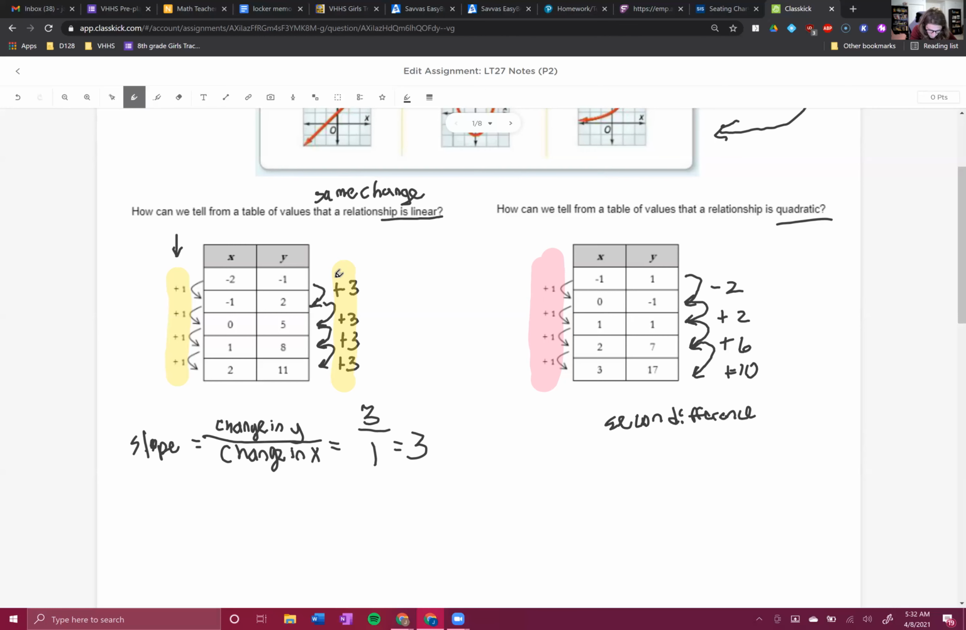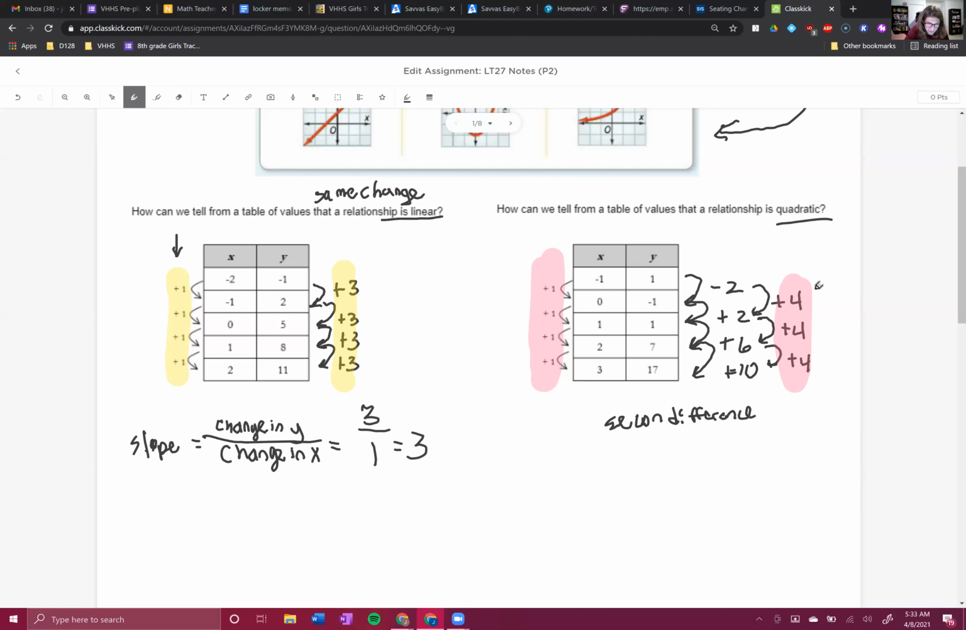If you look at the difference from -2 to 2, well, that's +4. And if you look at the difference from +2 to +6, that's +4. If you look at the difference from 6 to 10, you'll see that's +4. If you see that constant change in the second difference, that is how we can tell we have a quadratic relationship. Linear, you're going to see it in the first difference.